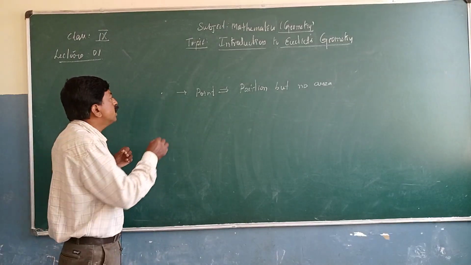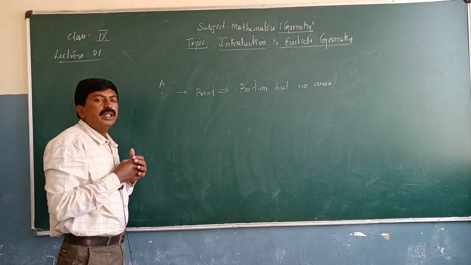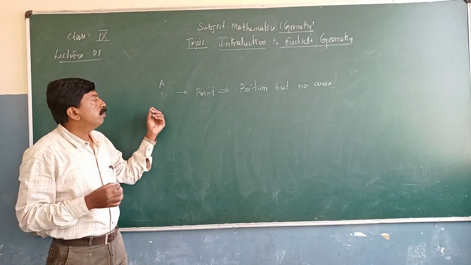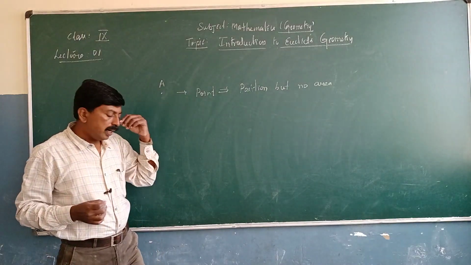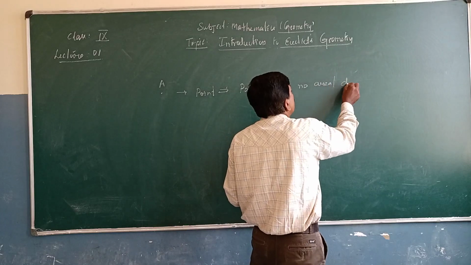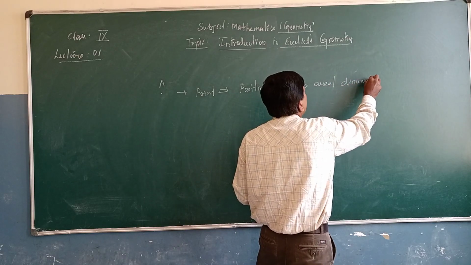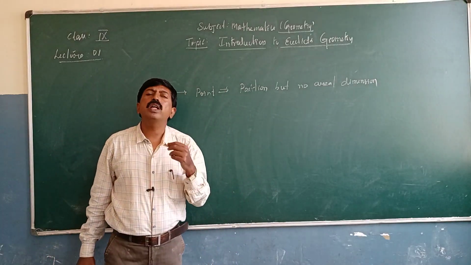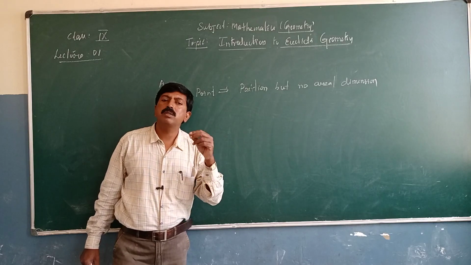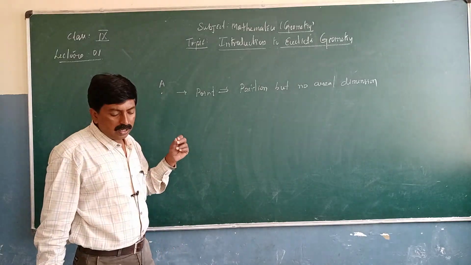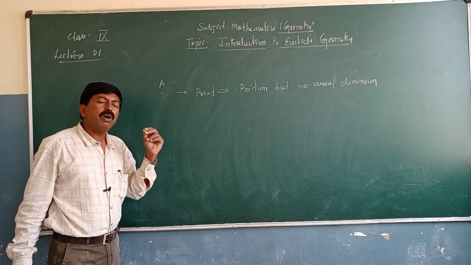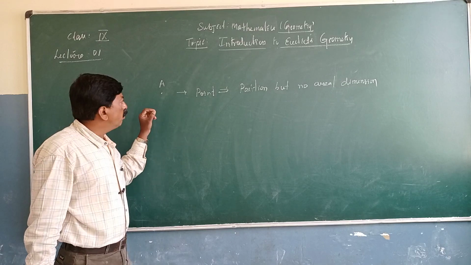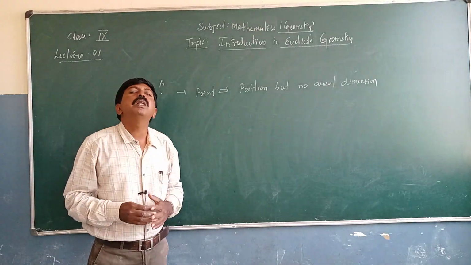Remember, points are represented with capital letters like A, B, C, D, E, F, etc. A point has position but no area as well as dimension. Remember, point is very important in mathematics. A point has position but no dimension. It is a part of the area, but it's not possible to measure.